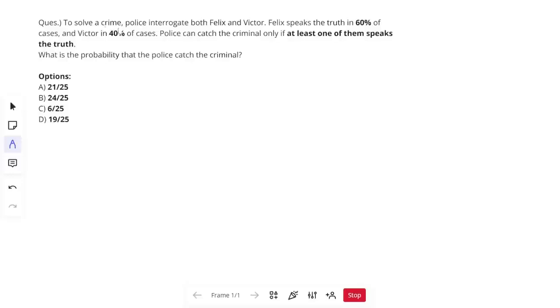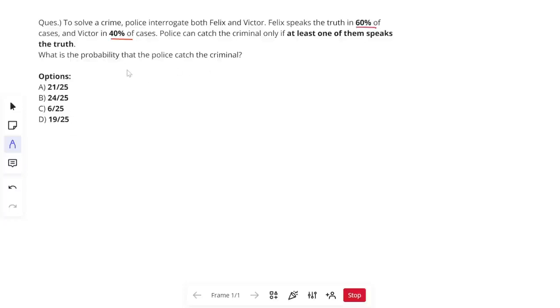The question is: to solve a crime, police interrogate both Felix and Victor. Felix speaks truth in 60% of cases and Victor in 40% of the cases. Police can catch the criminal only if at least one of them speaks the truth. What is the probability that police catch the criminal? And we have the options as 21 by 25, 24 by 25, 6 by 25 and 19 by 25. Let's try to solve this question.